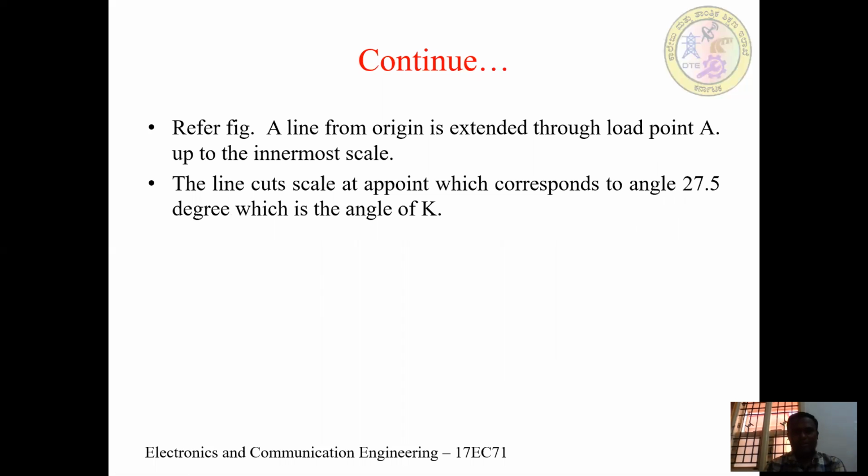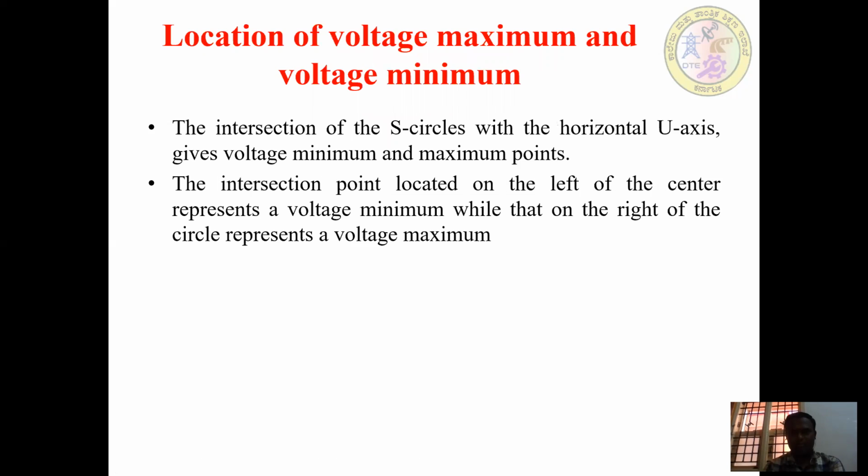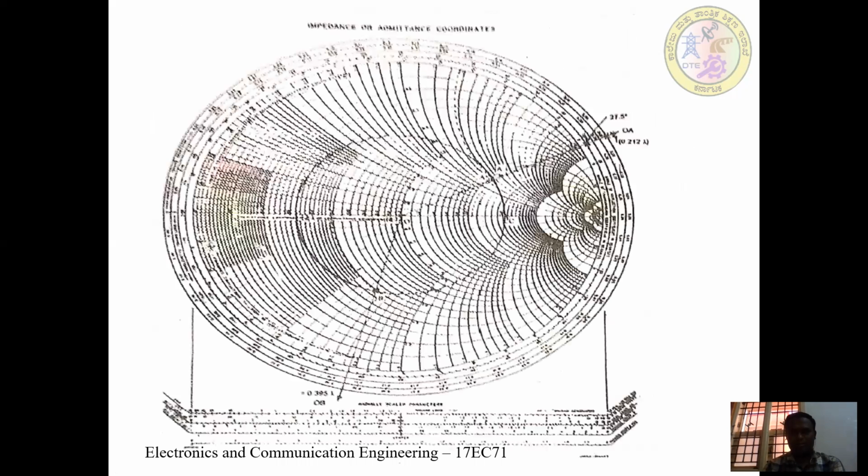A line from the origin is extended through the load point A up to the innermost scale. The line cuts the scale at a point which corresponds to the angle 27.5 degrees, which is the angle of K. So this will be here. You can see 27.5 degrees at the innermost scale, and this line OA is extended. So this angle gives the angle of K.